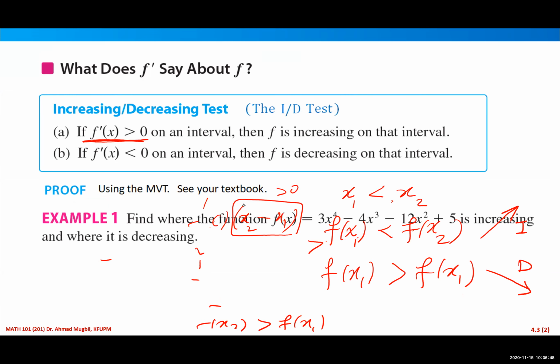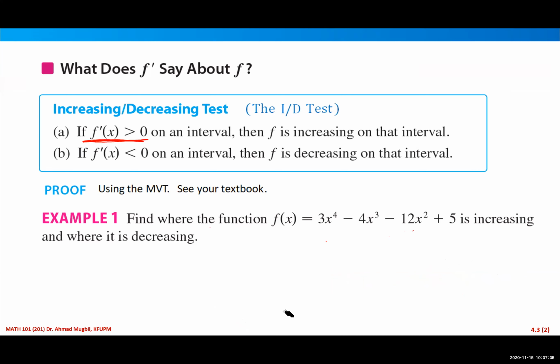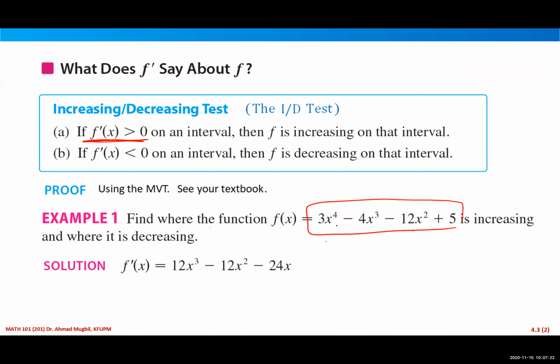Now let's take an example. It is better to now apply this test to this function. Imagine, Shabab, that you need to find where this function is increasing and where it is decreasing without this test. Is it easy? No. It is not easy at all. You have a function of degree 4. To find the intervals on which this function is increasing or decreasing, you need to find the first derivative and apply the increasing/decreasing test.